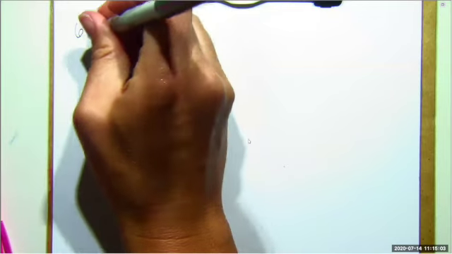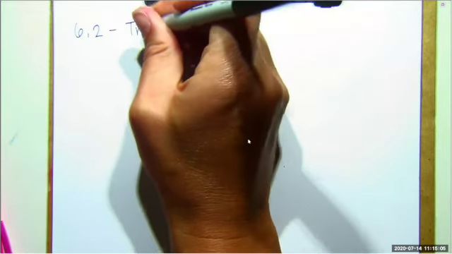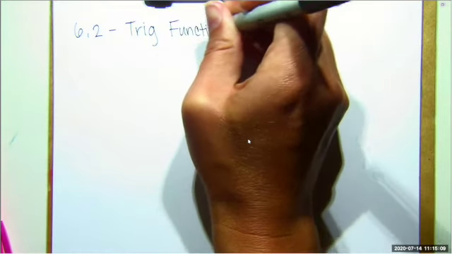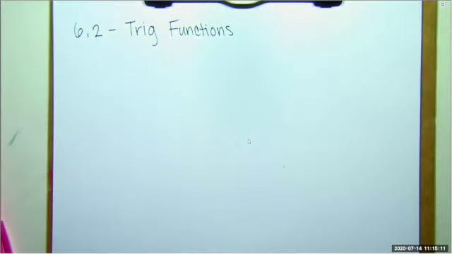Okay, so our next section here is section 6.2, and this is on trigonometric functions. So if you tell your friends you're taking Math 127, usually they'll say, oh, what class is that? And your answer is trigonometry. Our class is technically classified as pre-calculus 2, but the meat of this whole class is trigonometry.